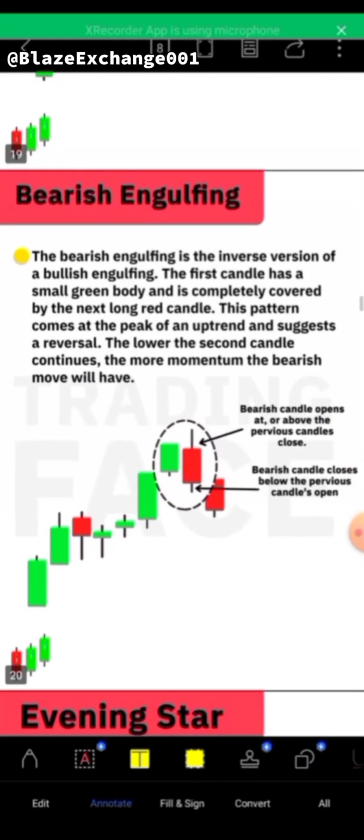So now let's move to bearish engulfing. You see, from the bullish engulfing, I think if I don't explain this, you guys already understand. But let me explain. They say the bearish engulfing is the inverse version of what? Bullish engulfing. These words are so simple.